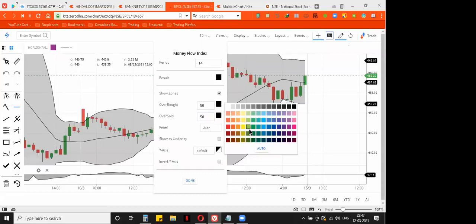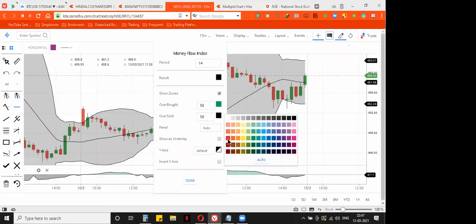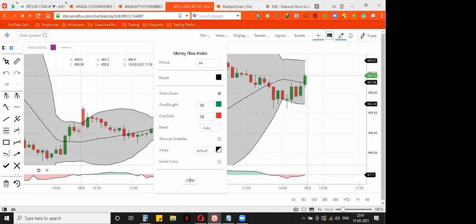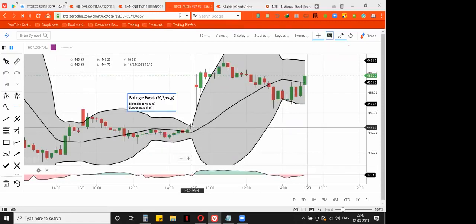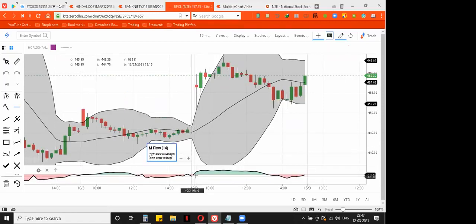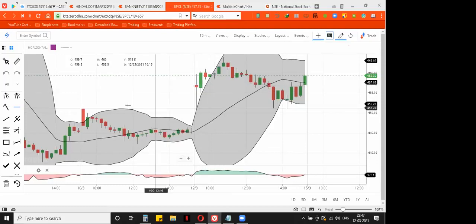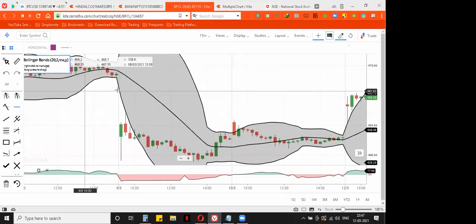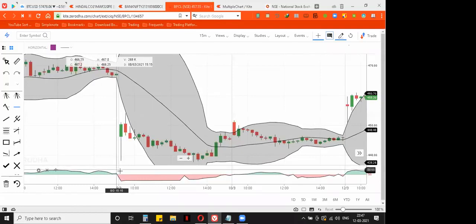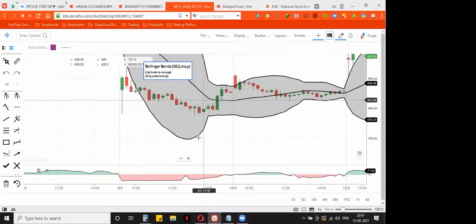And for the above part, I'll make it green, and below part, I'll make it red for easy visibility. The moment I know that the Bollinger Band squeeze is happening, and at the same time the Money Flow Index is crossing above 50, I know that the price is moving towards the upside. On the contrary, if there is a squeeze in the Bollinger Bands, and Money Flow Index is dropping down, it tells me that price is tending to move downward. So I can expect it to move down to the lower part of the Bollinger Band.